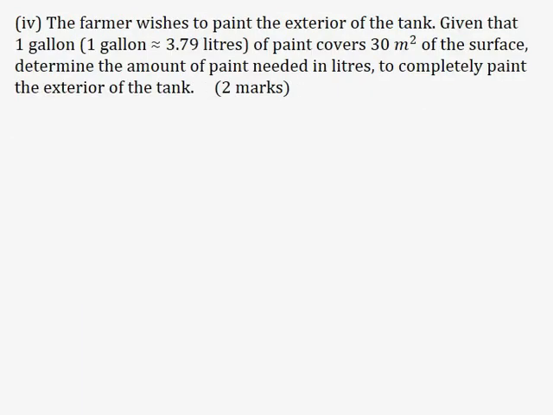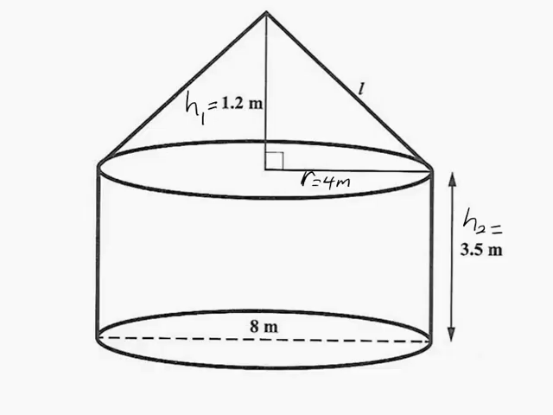Part 4. The farmer wishes to paint the exterior of the tank. Given that 1 gallon of paint covers 30 meters squared of the surface, determine the amount of paint needed in liters to completely paint the exterior of the tank for 2 marks. Now, in order to find out how much paint the farmer needs to paint this tank, I need to calculate the total surface area of the tank.